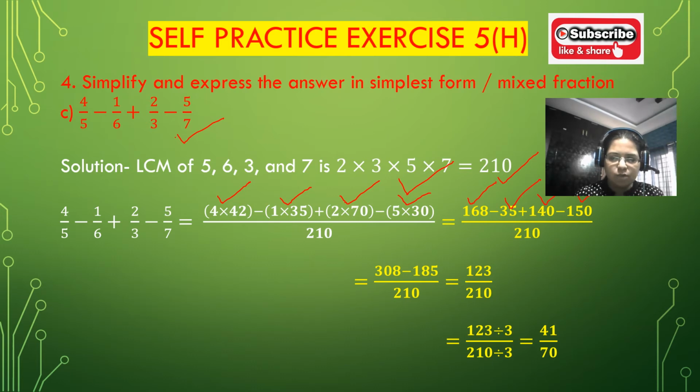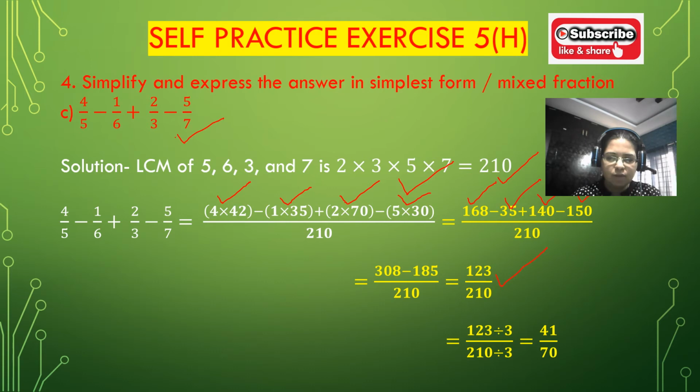168 plus 140 is 308. Minus 35 minus 150 is minus 185. So we get 308 minus 185 is 123, divided by the denominator 210. 123 divided by 210. Now we have to reduce this fraction into simplest form.